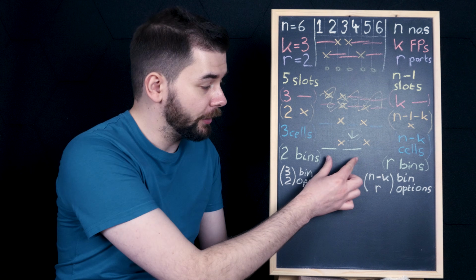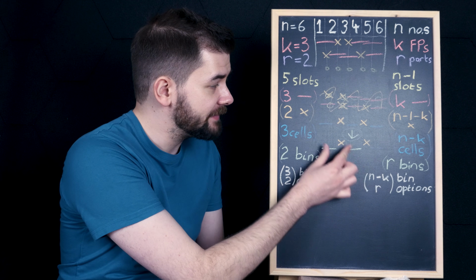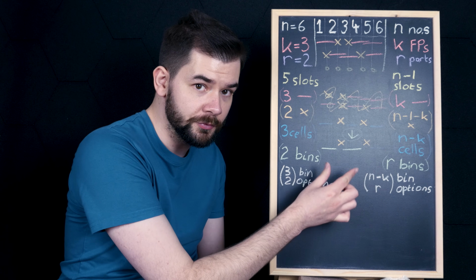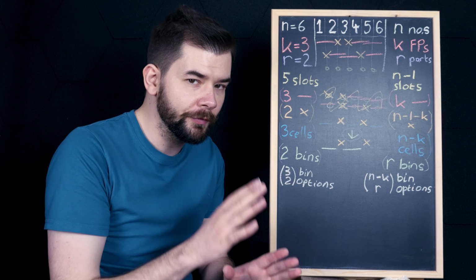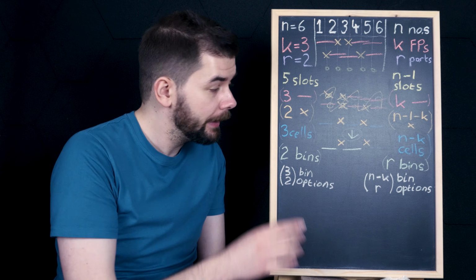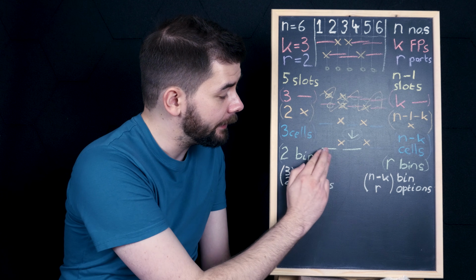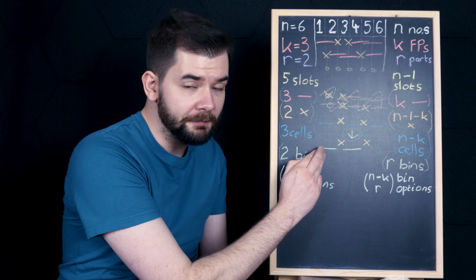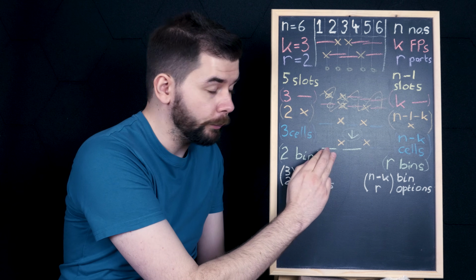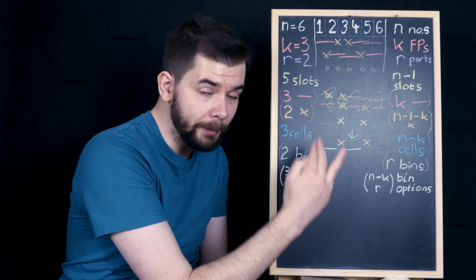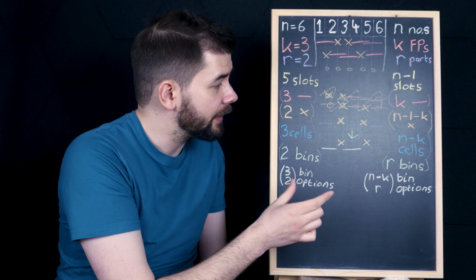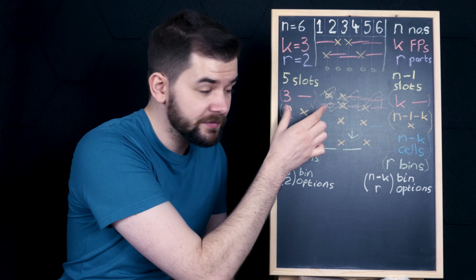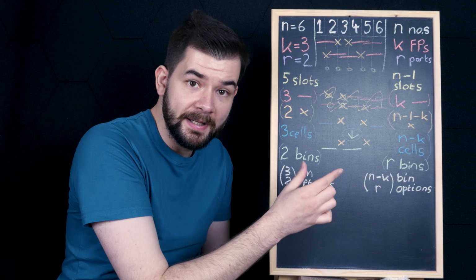So to recap, we've got 2 bins, and we want to place our 3 dashes into those 2 bins. And we want to make sure that no bin is empty, because if all 3 dashes go into one bin, then that represents a possibility where all the forbidden pairs are in one part, but we necessarily need 2 parts. So how many ways are there of spreading these 3 dashes into 2 bins such that no bin is empty?